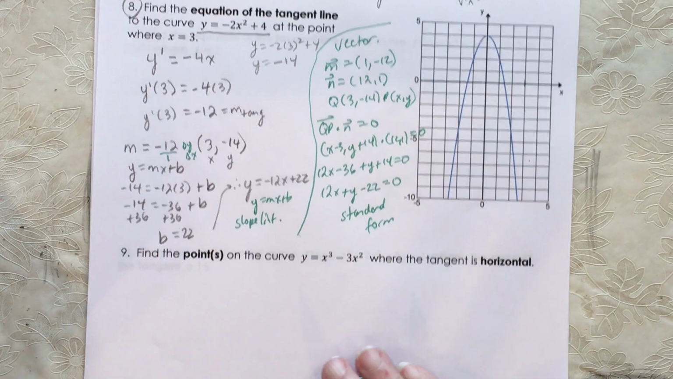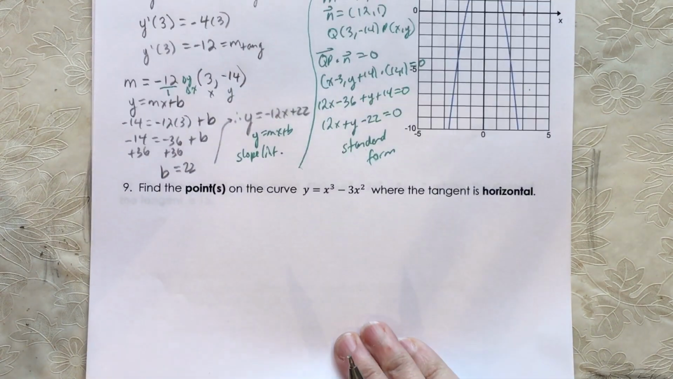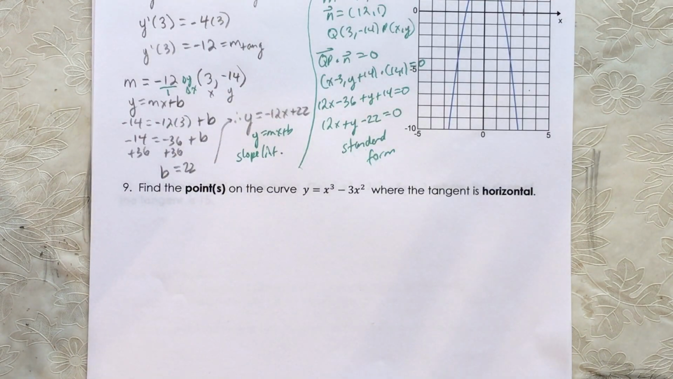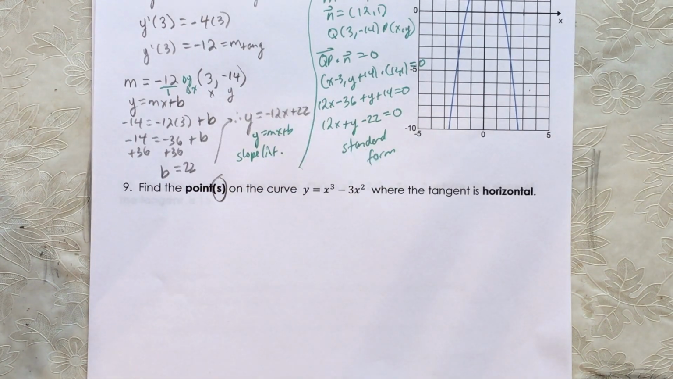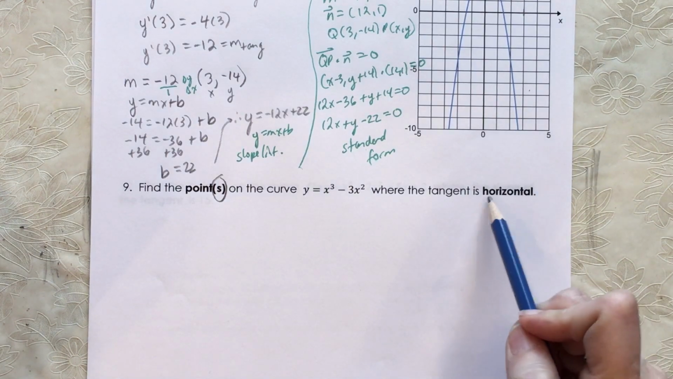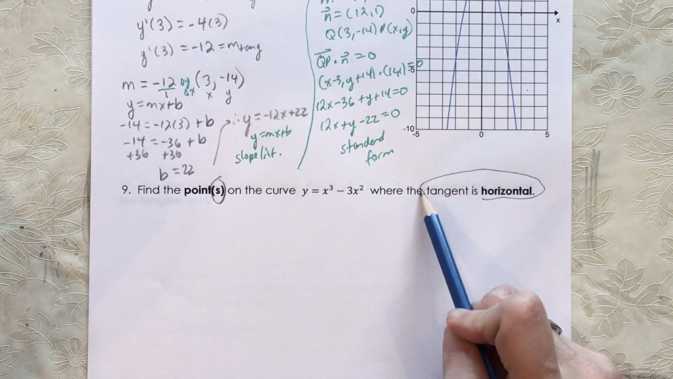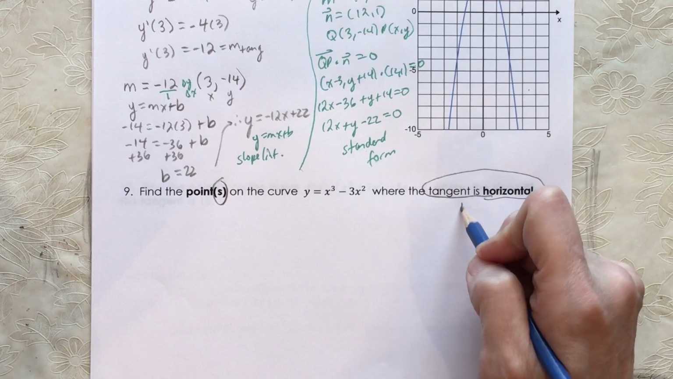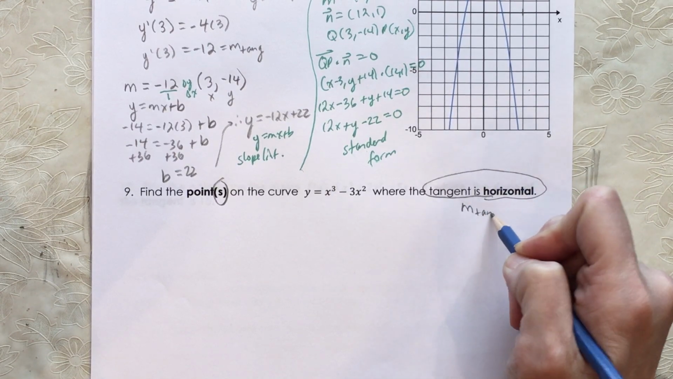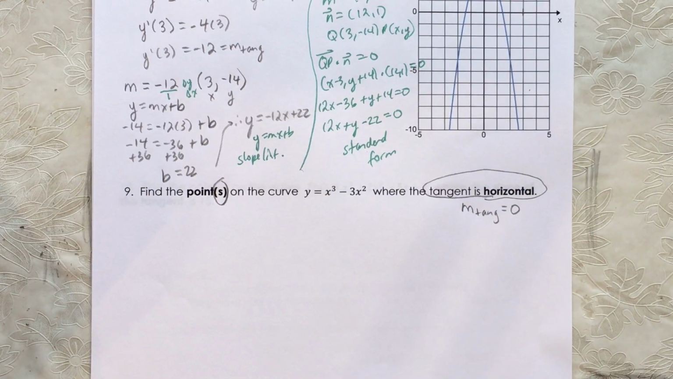Okay, so next one. Next application, find the points or points, so there could be more than one, on the curve y equals x cubed minus 3x squared, where the tangent is horizontal. So if I was just teaching this lesson right in front of you, I would say, what does it mean for the tangent to be horizontal? And hopefully someone would say that the slope of the tangent would be 0. Okay, so tangent is horizontal means its slope is 0.